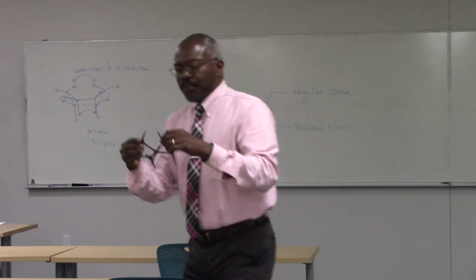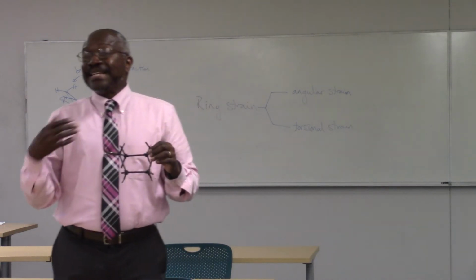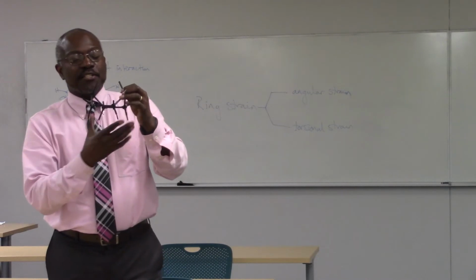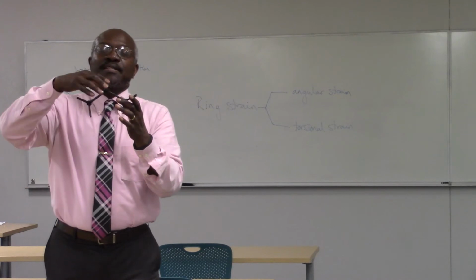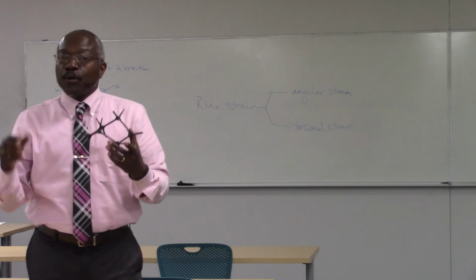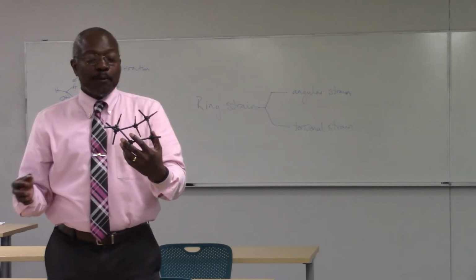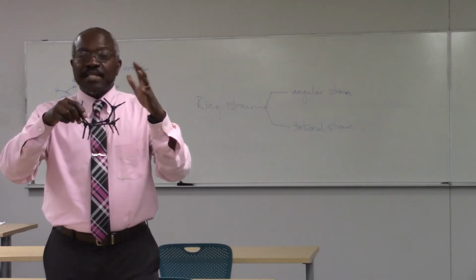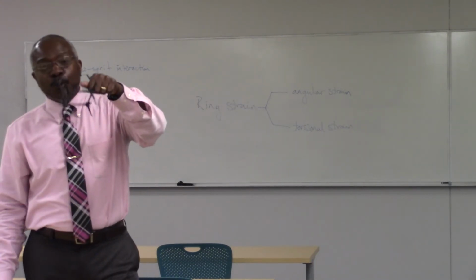So the boat, even though it has no angle strain, has a significant amount of torsional strain arising from the eclipsing of the H's on the deck, as well as a new kind of torsional strain, which is the bowsprit interaction. So the boat is actually not particularly stable. Not to worry, we will take advantage of the increased flexibility by rotating out of the boat conformer. So the way I do this is I'm going to hold one of these methylenes.